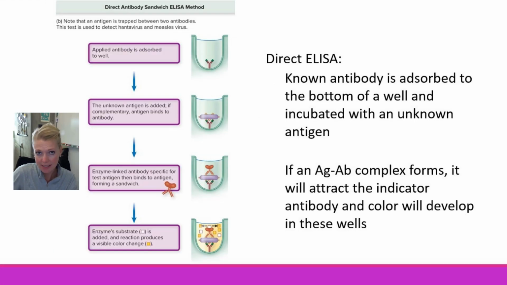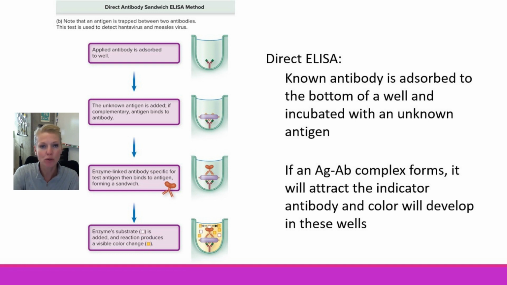With a direct ELISA, this is going to be very similar to what we saw with the indirect, but this time we are looking for antigen in a patient sample. So antibody that is specific for that antigen is going to be adsorbed to the sides or the bottoms of the well, and then the patient sample will be mixed with the antibody, and if the antigen is present, it will bind.